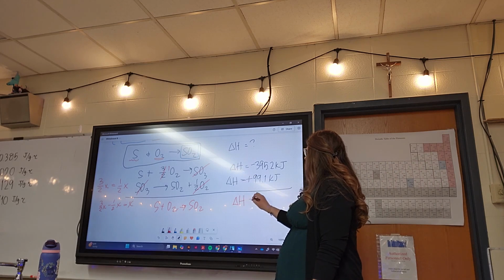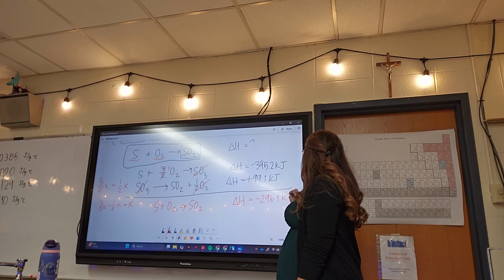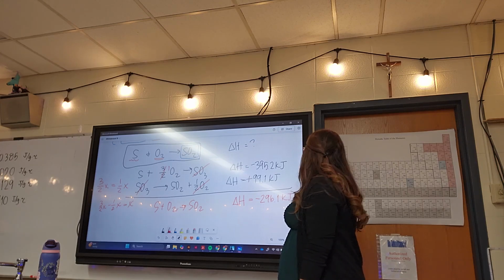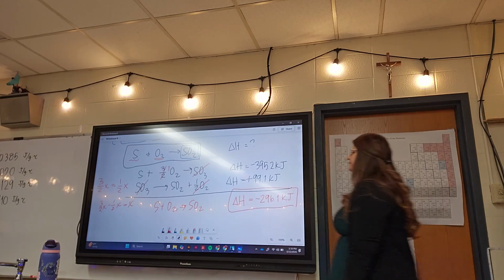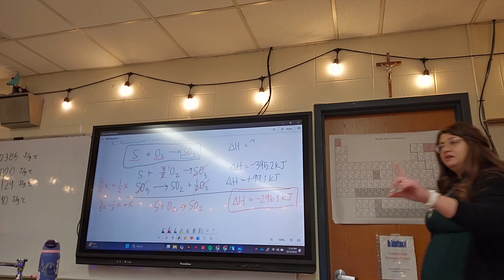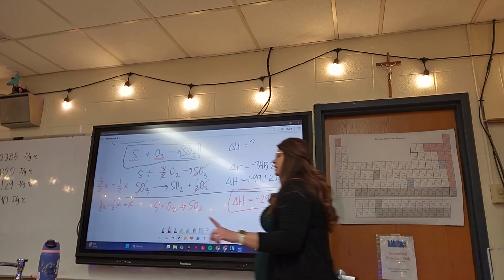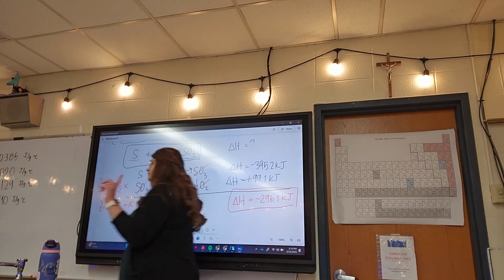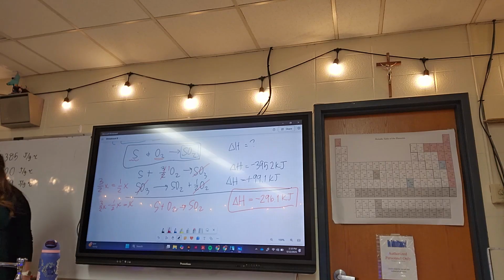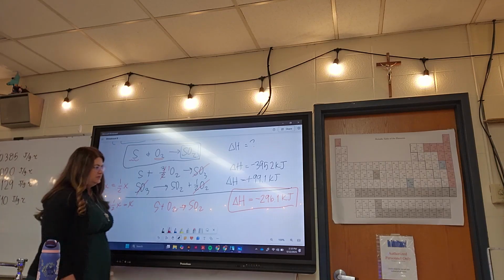Can somebody give me an answer for this? Is it negative 296.1? Negative 296.1. Thank you. That's your answer. How many significant figures should you have? Well, you're subtracting and adding in these problems, and so it's by the smallest number of decimal places. Smallest number of decimal places.